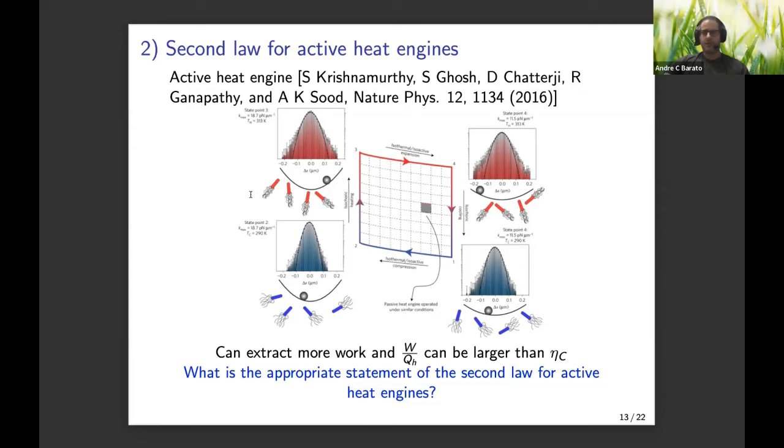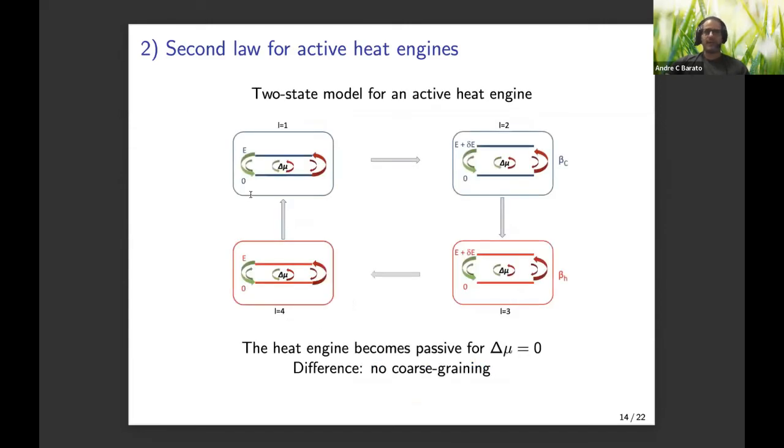And that's what we did. In order to do that, I will start with a very simple model for an active heat engine. Again, active is kind of a dangerous word. Sometimes it's a borderline synonym to non-equilibrium.